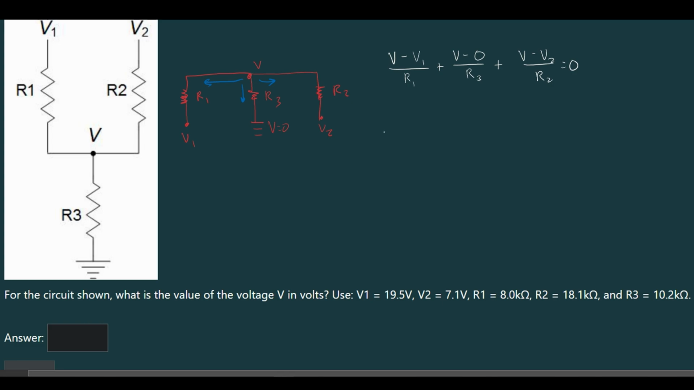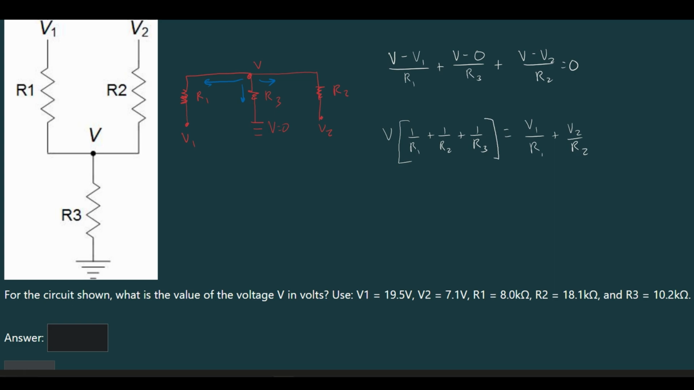So we are going to have our voltage here. It's going to be 1 over R1 plus 1 over R2 plus 1 over R3. I just rearranged that a little bit. And then we can set this equal to, I'm going to move this value and this value over to the right hand side so that they become positive. We're going to have V1 over R1 plus V2 over R2. And so what we can do from here is plug this into a calculator.